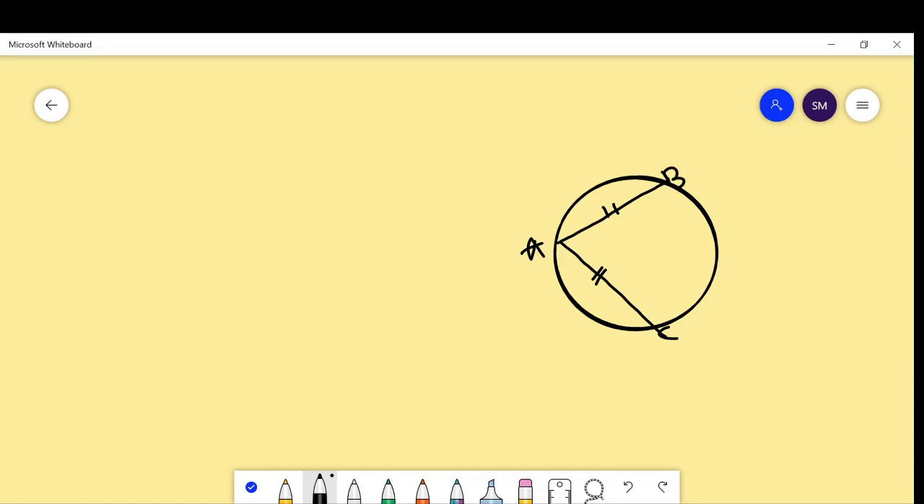Here we have to prove that the center of the circle lies on the angle bisector of BAC. Suppose this is the angle bisector. Then we have to prove that the center O lies on this angle bisector. Construct: join BC. Suppose BC intersects the angle bisector at M, and AD is the angle bisector.